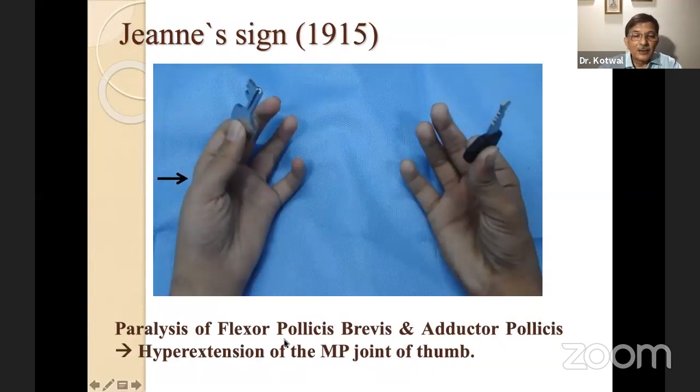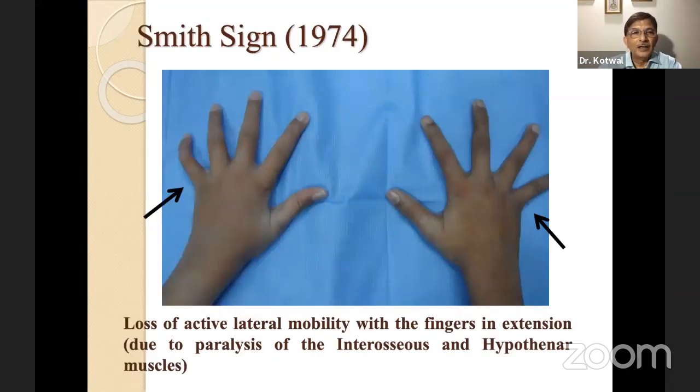Then the paralysis of the flexor pollicis brevis will not allow the patient to make a good key pinch, as a result of which the thumb will go into hyperextension and the grip will be weak. So this is again the test for the integrity of the ulnar nerve.